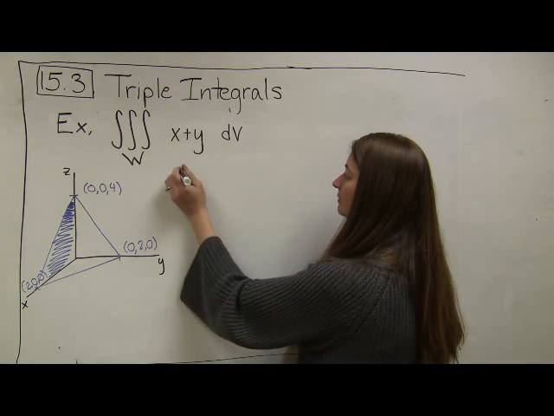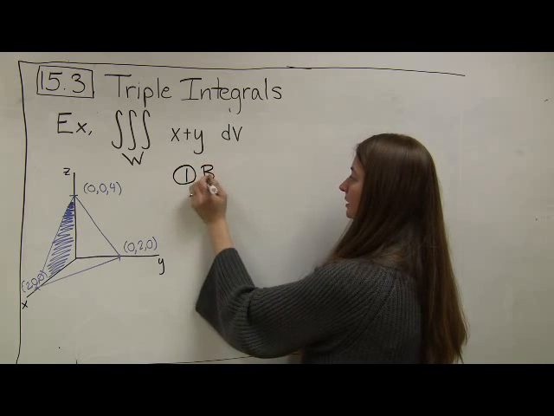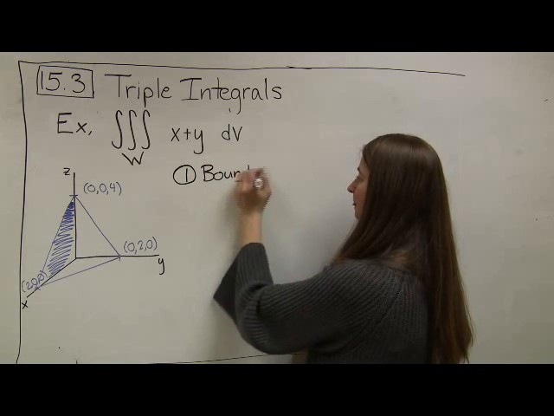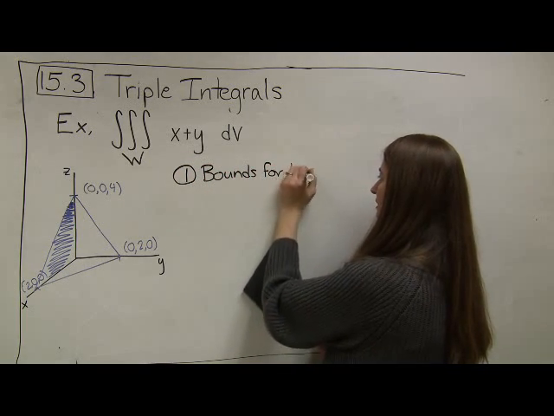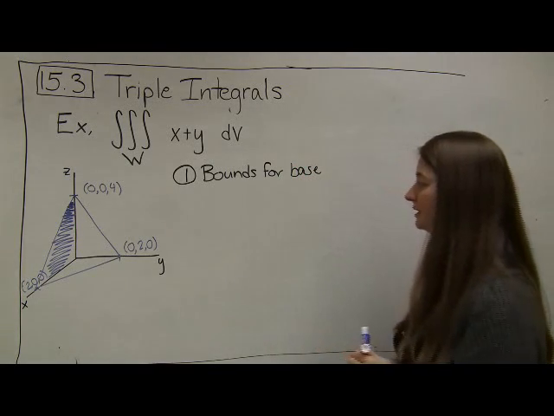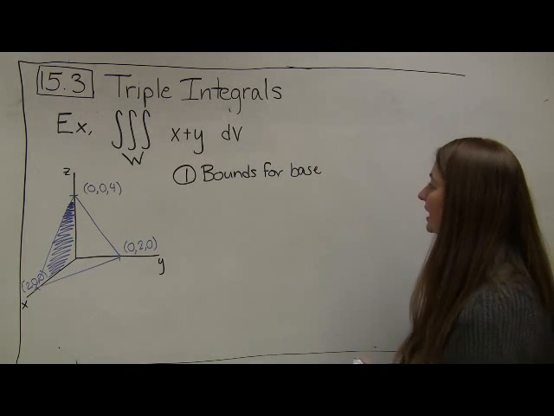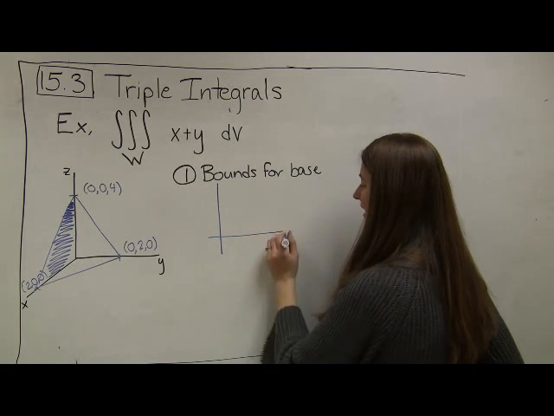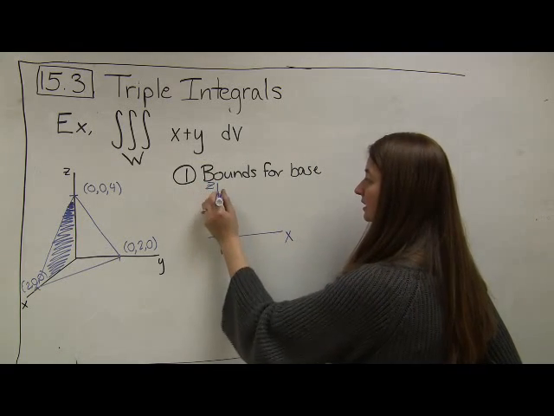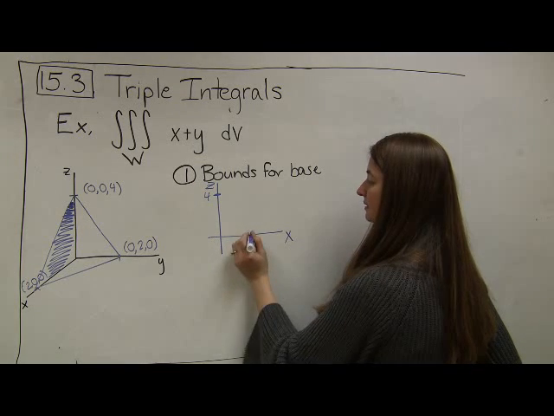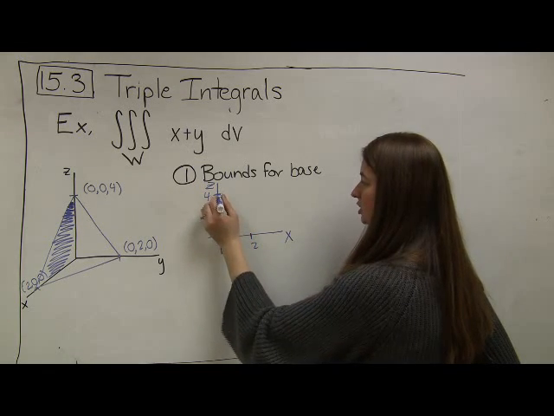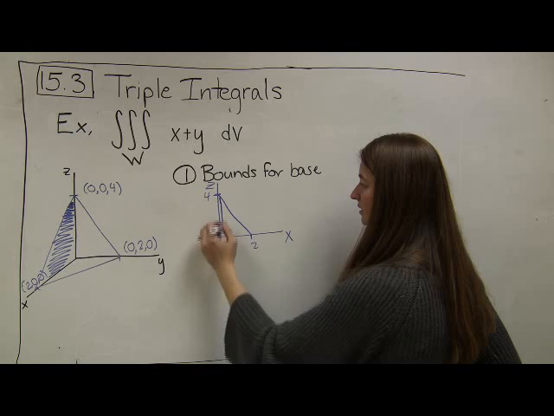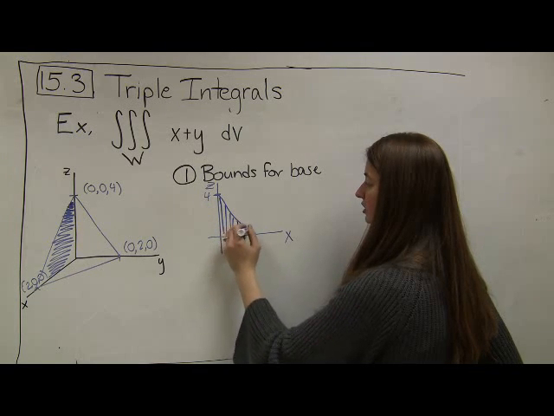Step 1, I'm going to set up the bounds for the base. Maybe these numbers don't exactly line up, that's okay. In order to do that, I'm going to sketch a picture of what's going on. This time we're in the xz plane. I know that my z-intercept is up at 4, my x-intercept is down at 2, and I want to know what are the bounds on this triangular region.